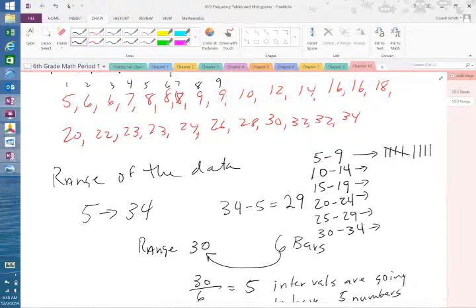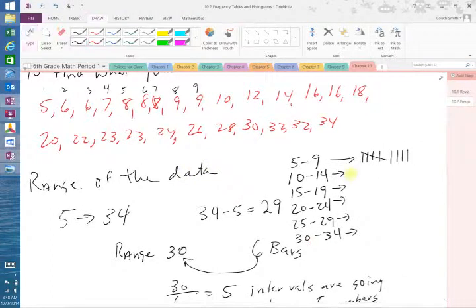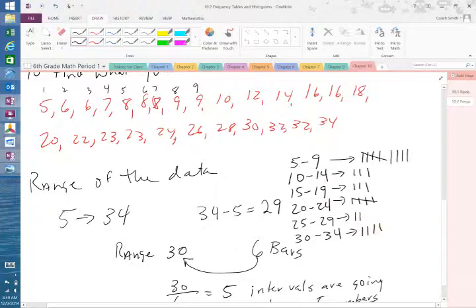And then you would go on and keep doing the same thing. Let's do it real quickly here. So 10, 12, 14. Then we've got 16, 16, 18. Only 3 there. Then we have 20, 22, 23, 23, 24. Then we have 26, 28. Then we have 30, 32, 32, 34.